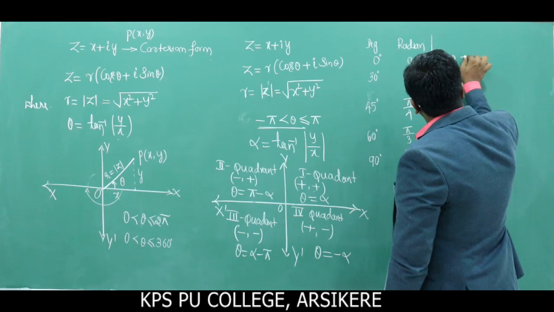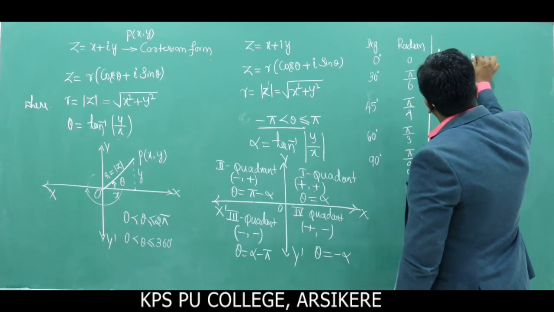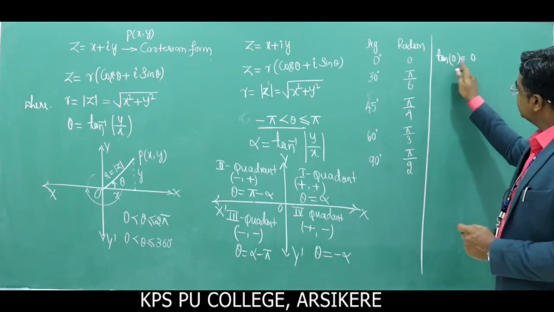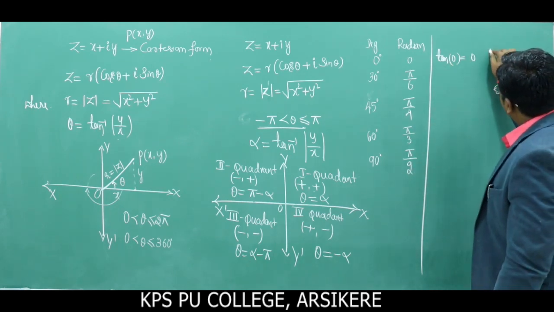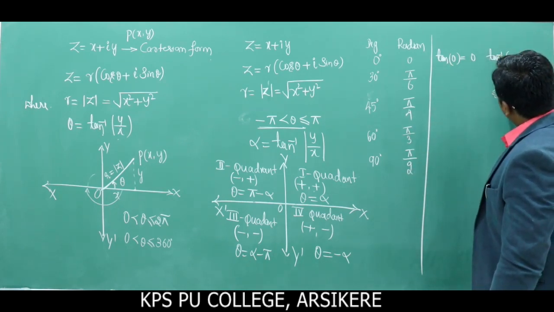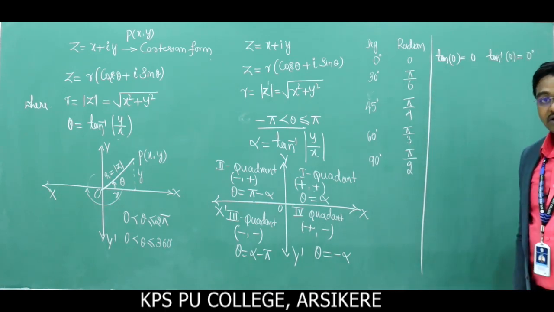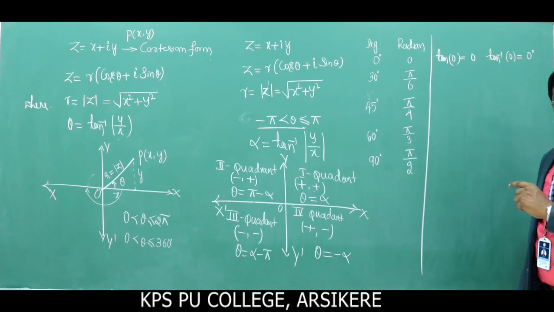Tan of 0 is 0. Substituting tan of 0 degree gives 0 radians. In both the cases it is 0. Then tan inverse of 0, that is also 0 degree. You write 0 degree, or 0 radians.